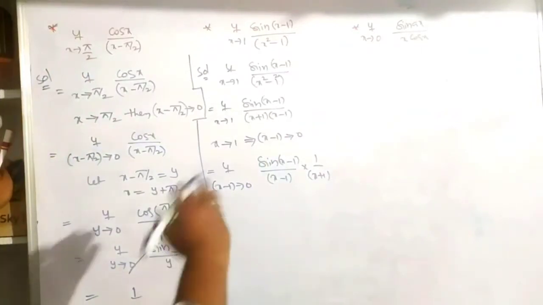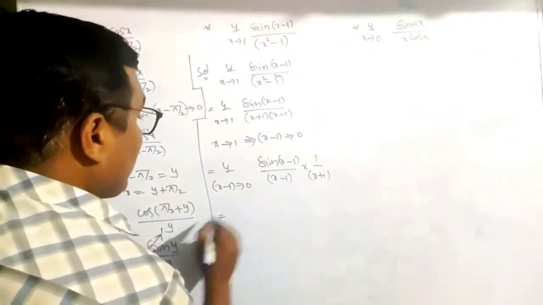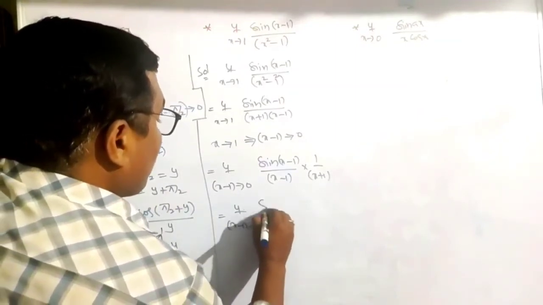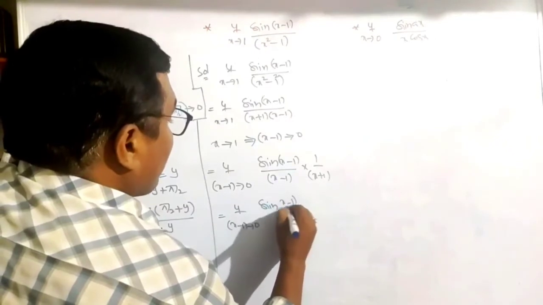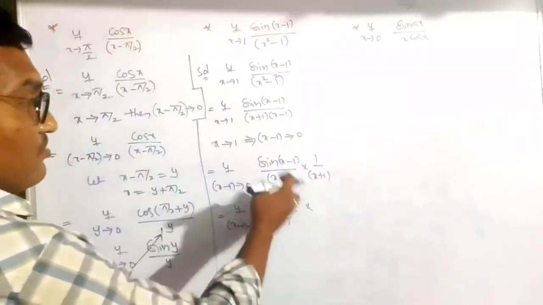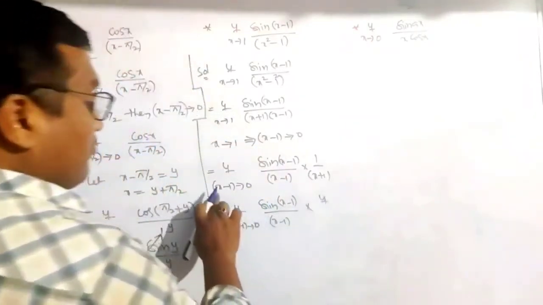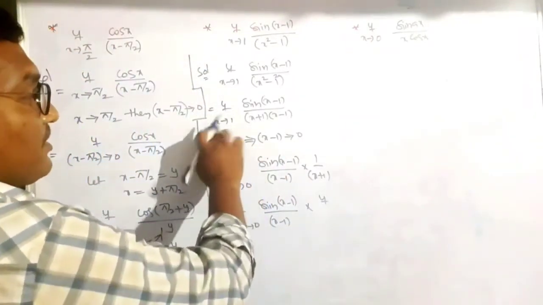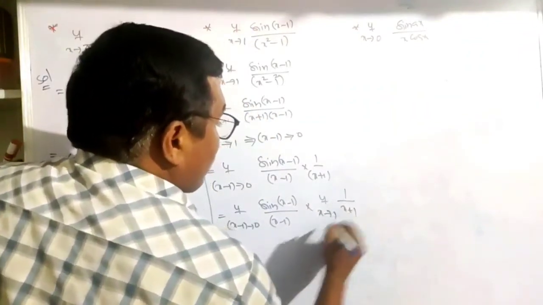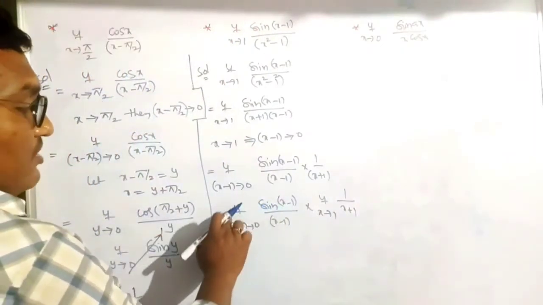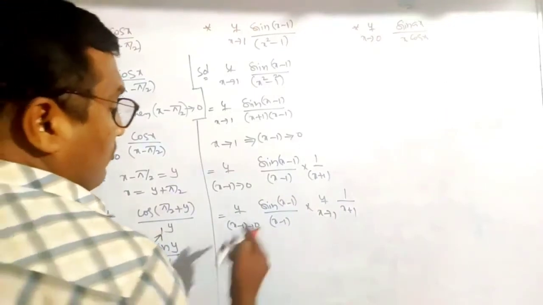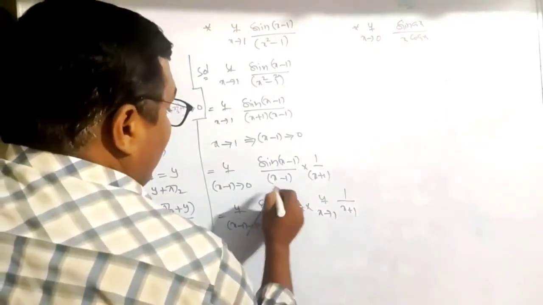Now apply the limit for both terms here. So limit x minus 1 tending to 0 of sin of x minus 1 by x minus 1, into, write the limit as it is only. Limit x minus 1 tending to 0 means x tending to 1 only, therefore limit x tending to 1 of 1 by x plus 1. So sin x by x form with limit tending to 0, therefore this value becomes 1 by our formula.